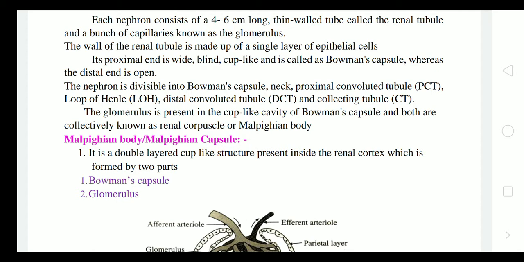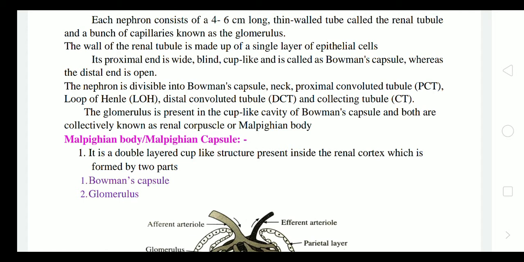Its proximal end is wide. Proximal means front end, the starting end, which is wide and blind cup-like. Blind means closed, not open. That cup-like structure is called Bowman's capsule, whereas the distal end, the other end, is open.